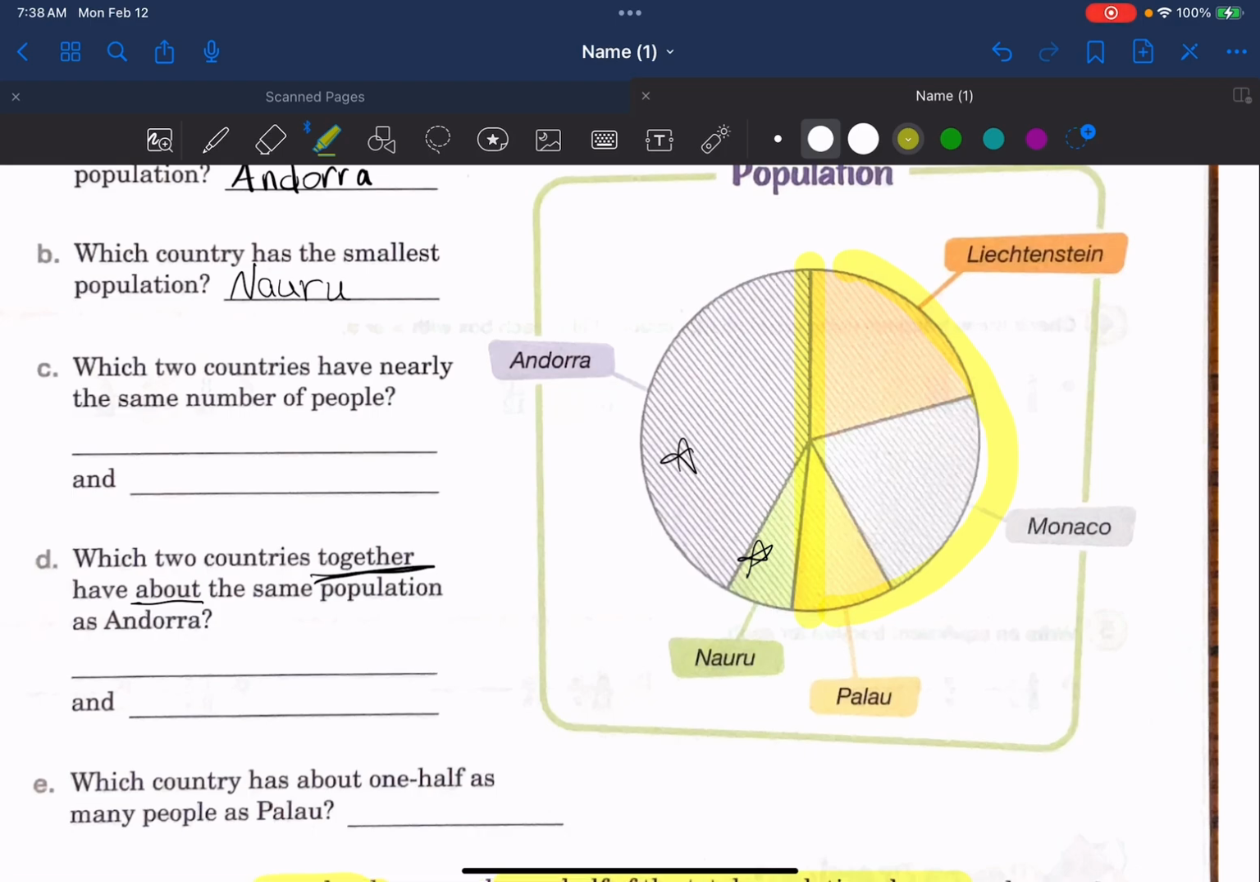All right, and that is all I want you to do for this lesson today. So be prepared for in the coming lessons to think about circle graphs, but think of them also as fractions.